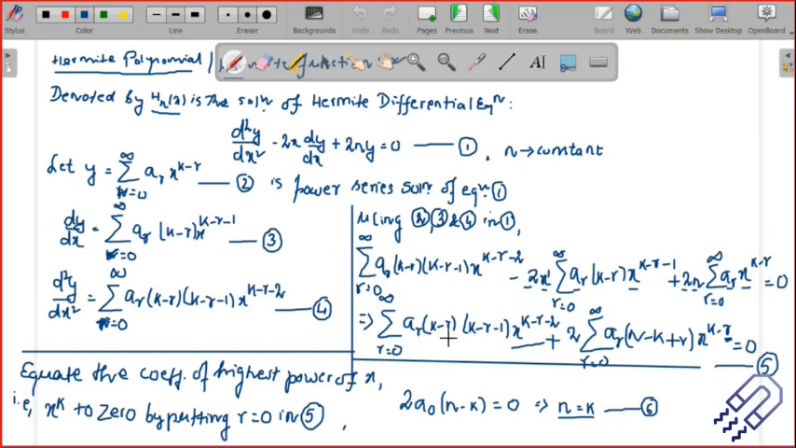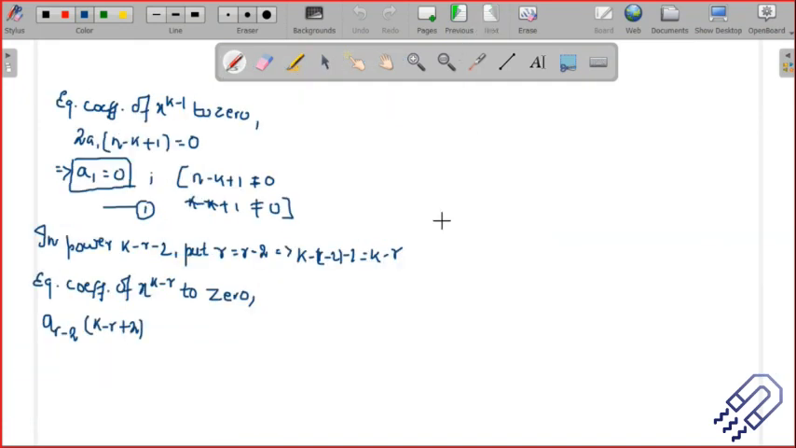k minus r minus 2, so it will be k minus r plus 2. In place of r I'm going to put r minus 2, that means k minus r plus 2 minus 1. Okay, so this will be k minus r plus 1. So just to check what happens when you put r minus 2 in place of r, we can have k minus r plus 1. That's the term we have from the first expression.